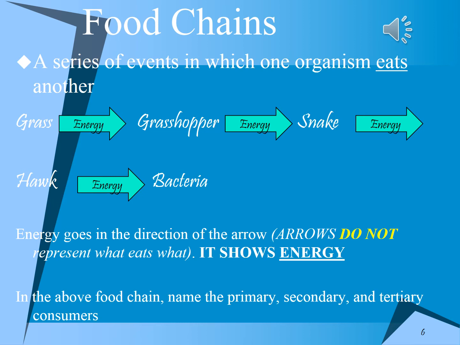Now, that means what comes in between are consumers. Which one is the primary consumer? Well, primary means first. So our first consumer is the grasshopper. Secondary means second. Our second consumer is the snake. Tertiary means third. Therefore, our tertiary consumer is the hawk.